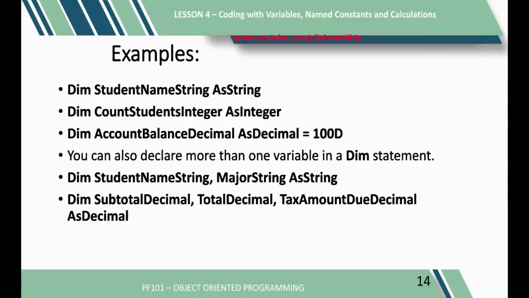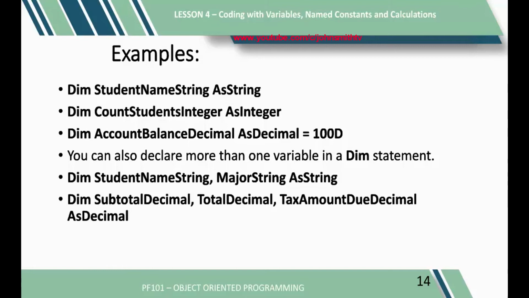Where variable name is the name of the variable. Bounds list, optional. It provides the list of bounds of each dimension of an array variable. New, optional. It creates a new instance of the class when the Dim statement runs. Data type, required if Option Strict is on. It specifies the data type of the variable. Initializer, optional if New is not specified. Expression that is evaluated and assigned to the variable when it is created.